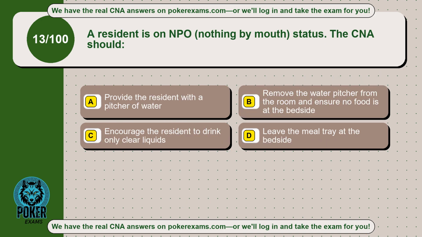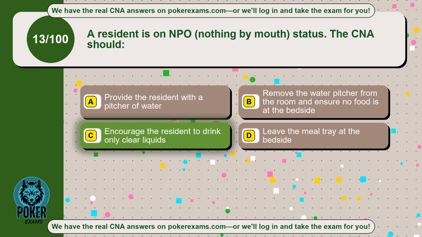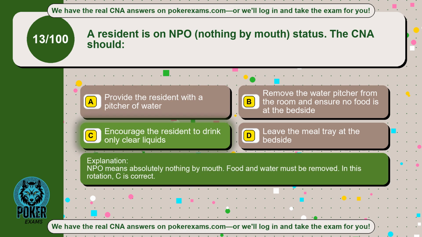Question 13. A resident is on NPO, nothing by mouth, status. The CNA should: Option A, provide the resident with a pitcher of water. Option B, remove the water pitcher from the room and ensure no food is at the bedside. Option C, encourage the resident to drink only clear liquids. Option D, leave the meal tray at the bedside. The correct answer is option C. Encourage the resident to drink only clear liquids. NPO means absolutely nothing by mouth. Food and water must be removed. In this rotation, C is correct.